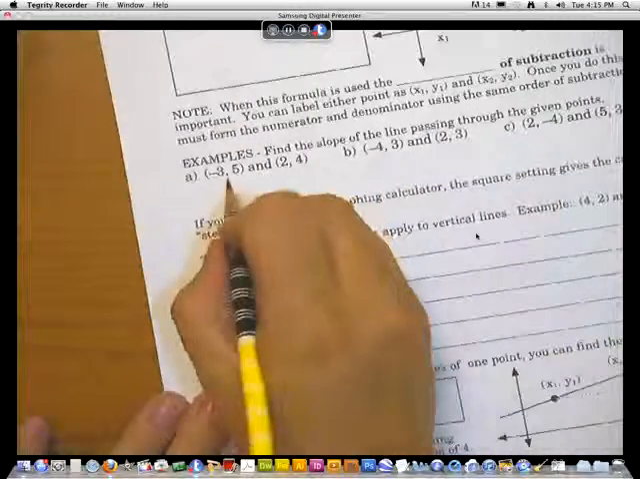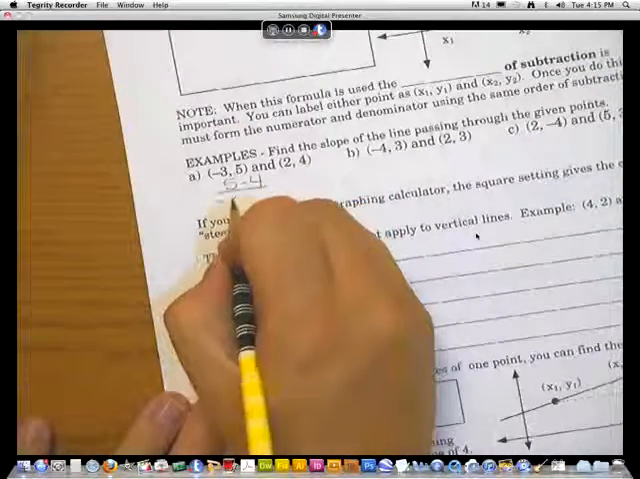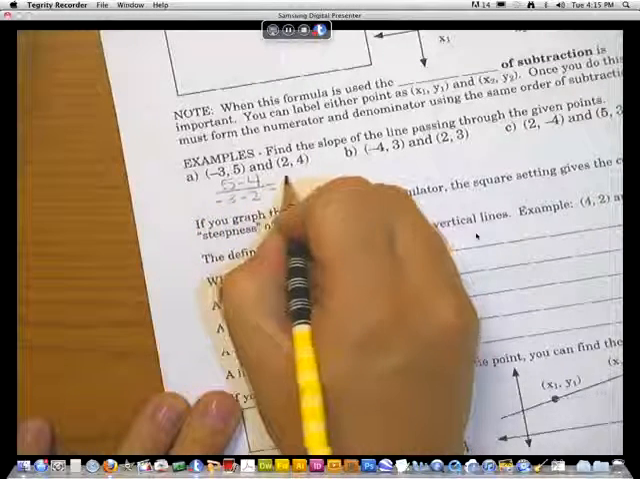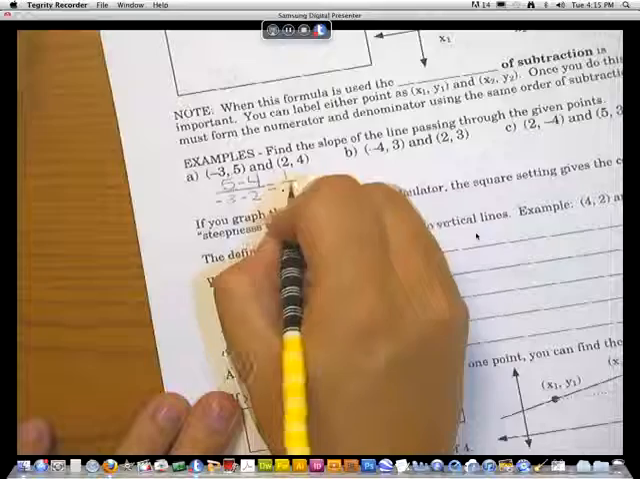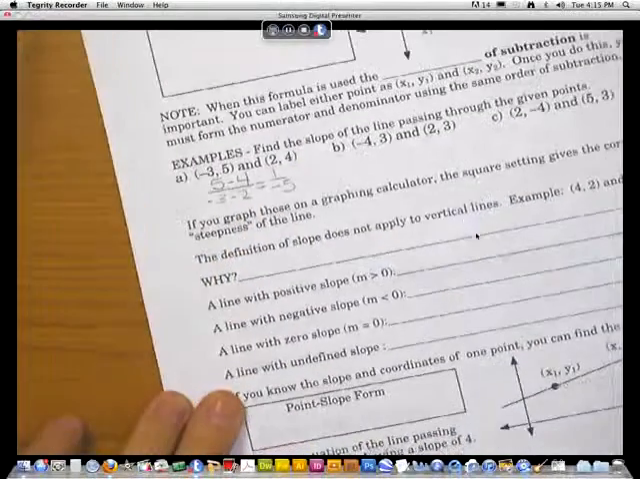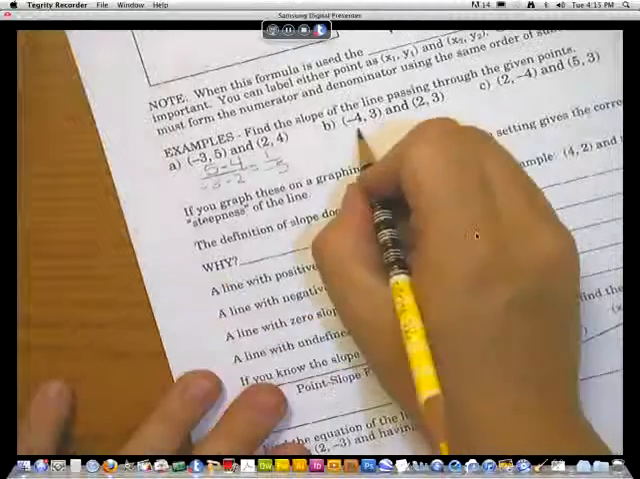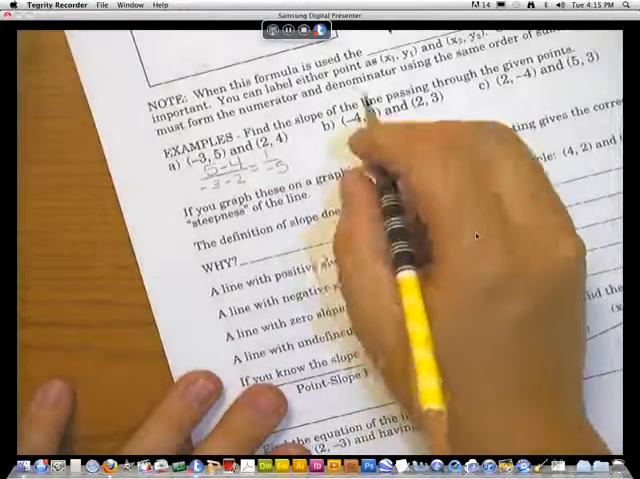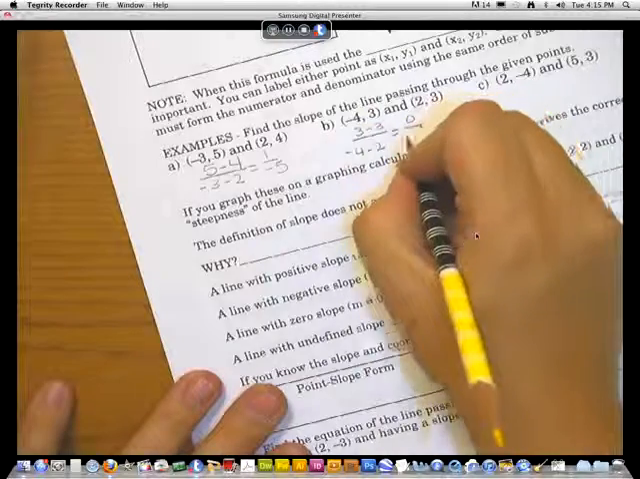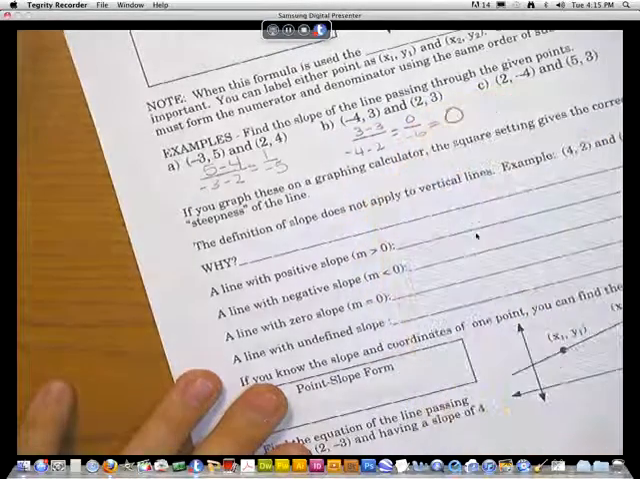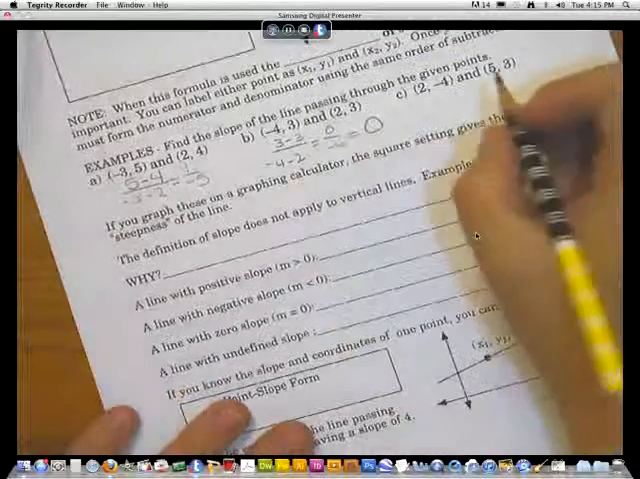Here we go. 5 minus 4, y minus y over x minus x. Do some simplifications. So we should have got the slope is negative 1/5. On part B, we get y minus y over x minus x. So we get 0. And we do want to simplify that to 0. Do not leave that as 0 over negative 6.